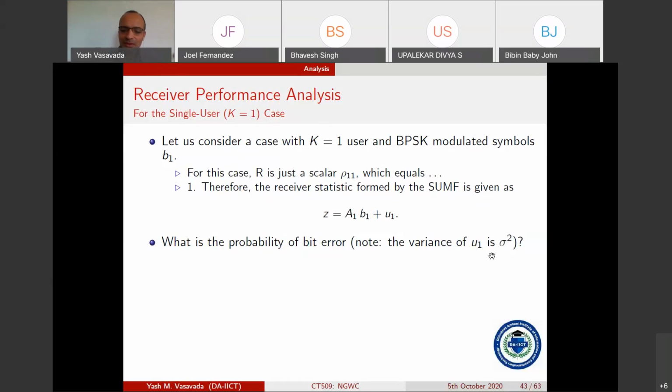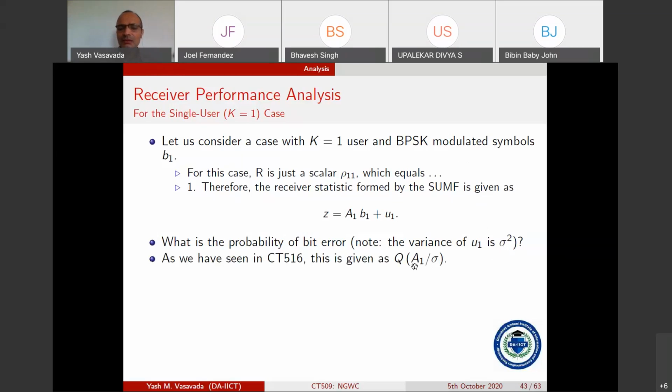Okay, no. I think you got it inverted. Q function of A1 upon sigma. Yeah, except that 2 comes only if you are talking about Eb over N naught, because sigma square is N naught divided by 2. So I think Joel got it right. It is going to be Q function of A1 divided by sigma.